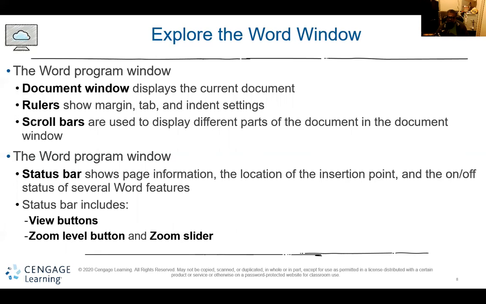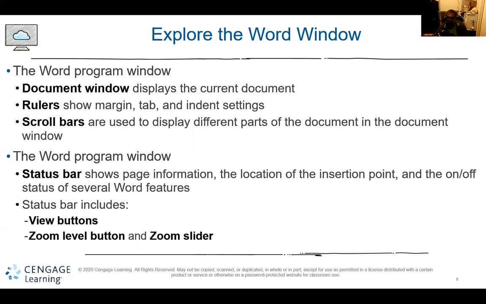Inside the Word program window, the document window displays the current document. Rulers show margins, tabs, and indent settings. This is going to be surrounding the actual document in the center. Scroll bars are used to display different parts of the document in the document window. All you would have to do, if you want to slide it down or slide it sideways, is use the scroll bars. These are going to be on the very edge of the document itself, inside the document window.